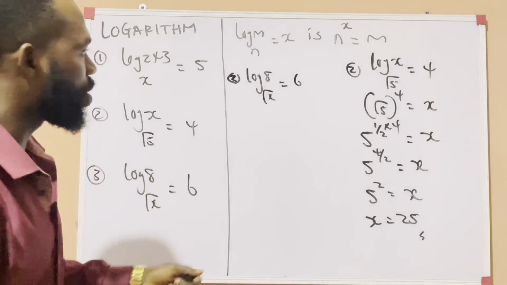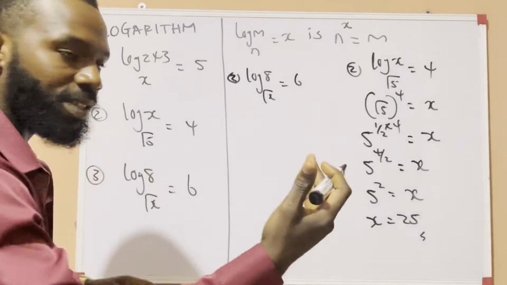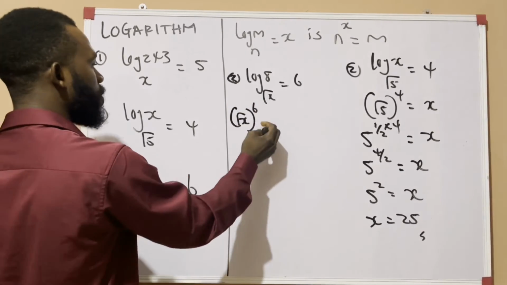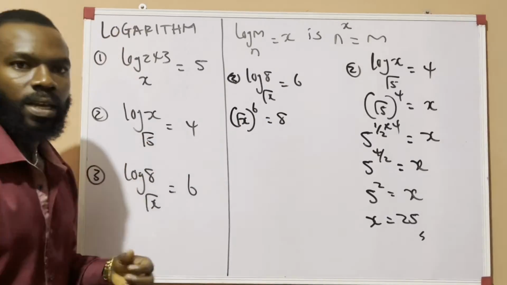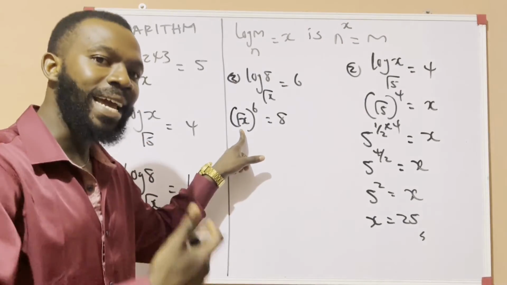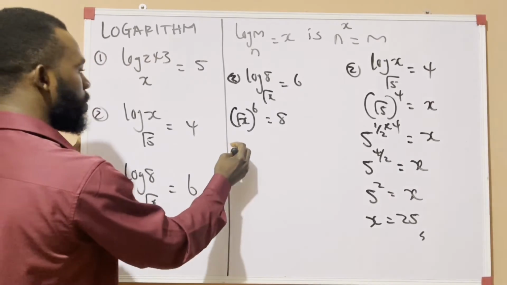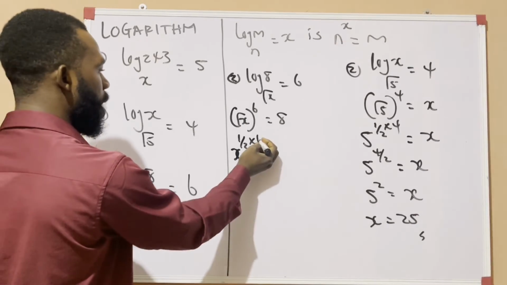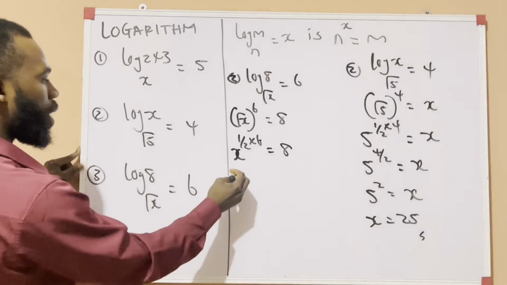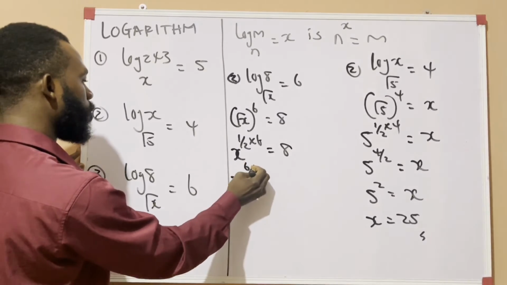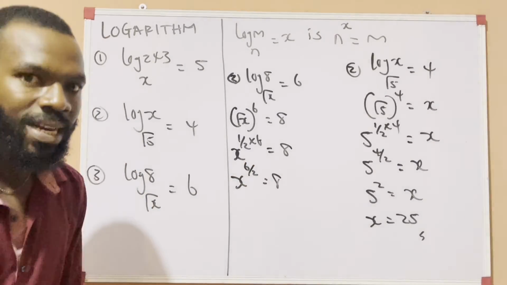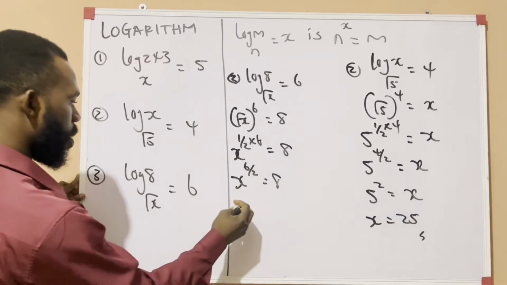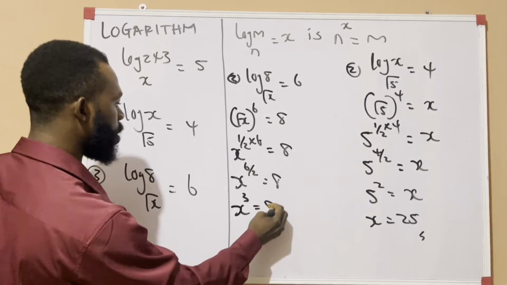Again, we apply the same rule, which says the base carries 6 as its power. So here becomes root x raised to the power of 6 is equal to 8. And we said root x is the same thing as x raised to the power of 1 over 2. So here becomes x raised to the power of 1 over 2 times 6, which was the former power, equal to 8. And so we are going to have x raised to the power of 6 over 2 equal to 8. And how did I get 6 over 2? 1 multiplied by 6 is 6 over 2. So here class becomes x raised to the power of 3 is equal to 8.